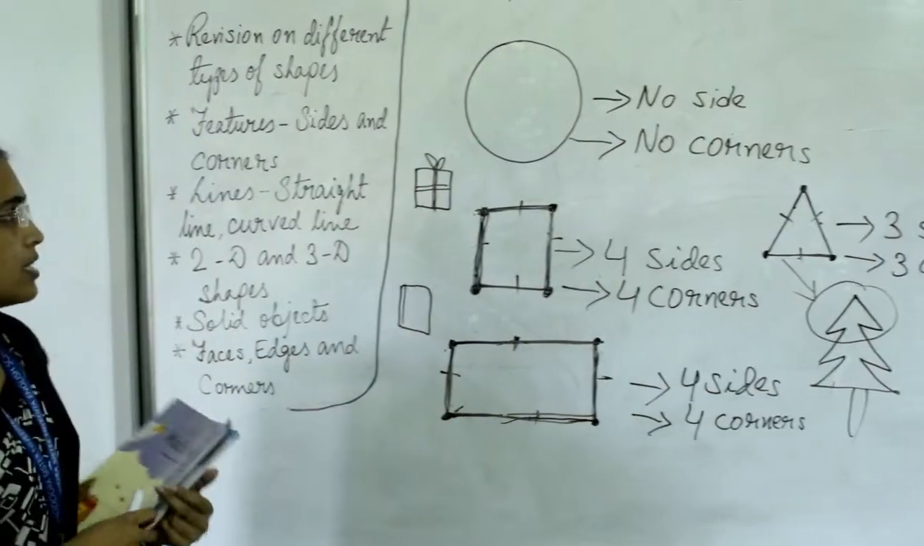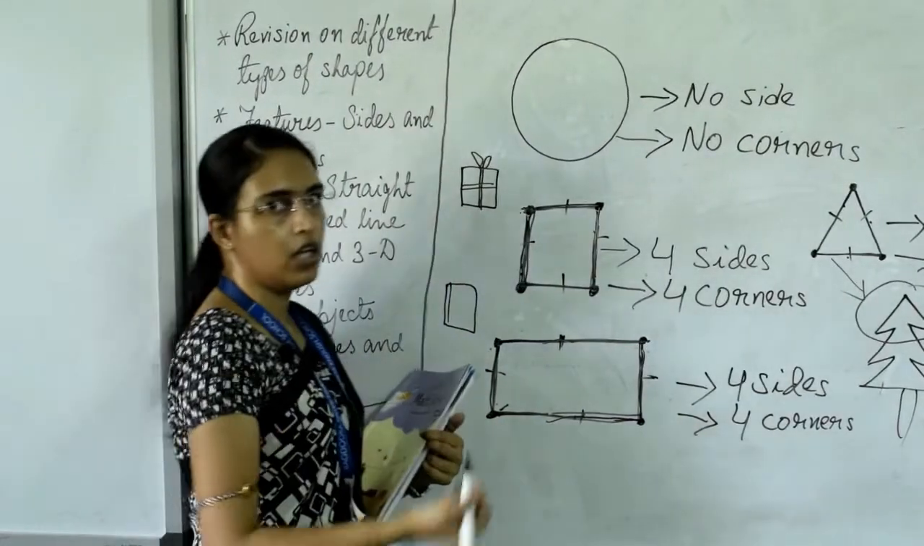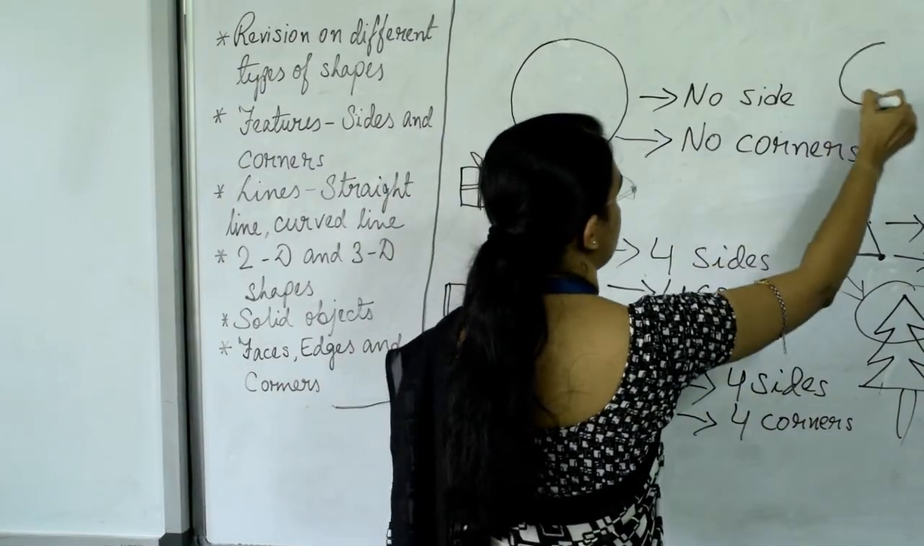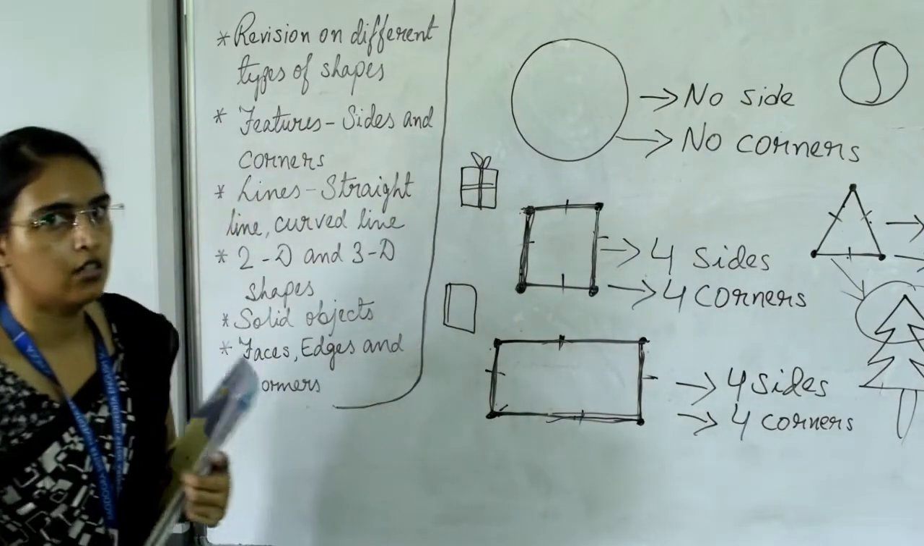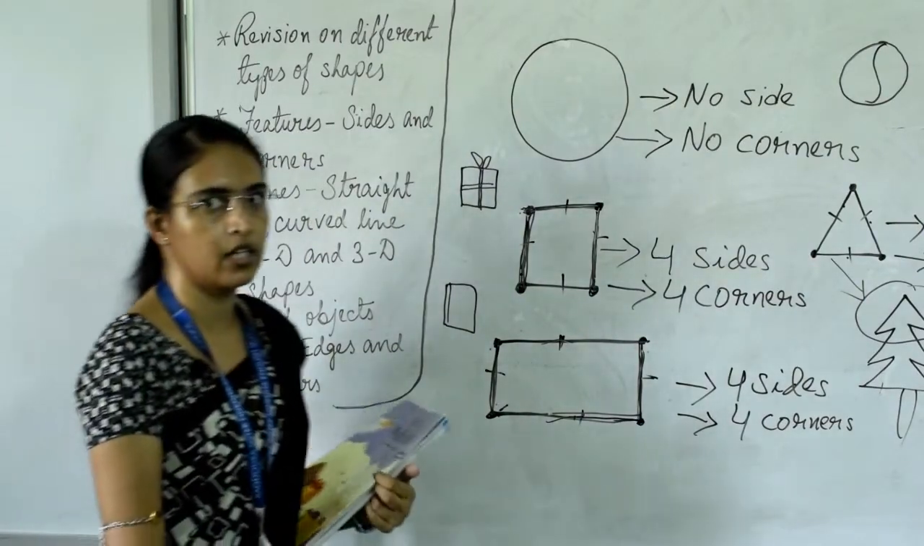Now what is an example of a circle? Ball. A ball is an example of a circle. Or an orange. An orange is also an example of a circle. Okay.